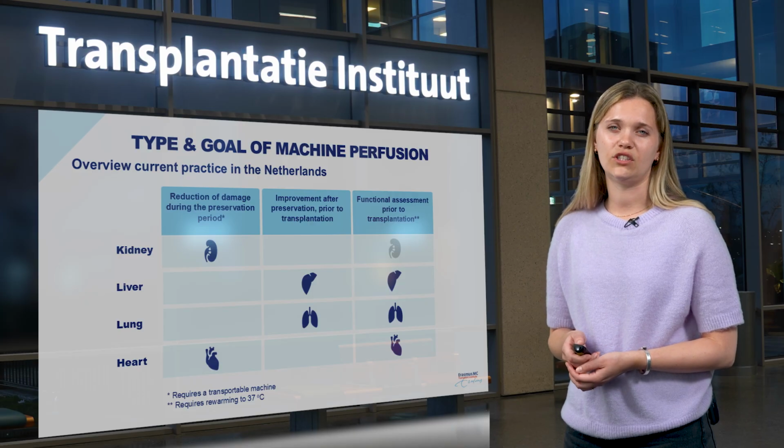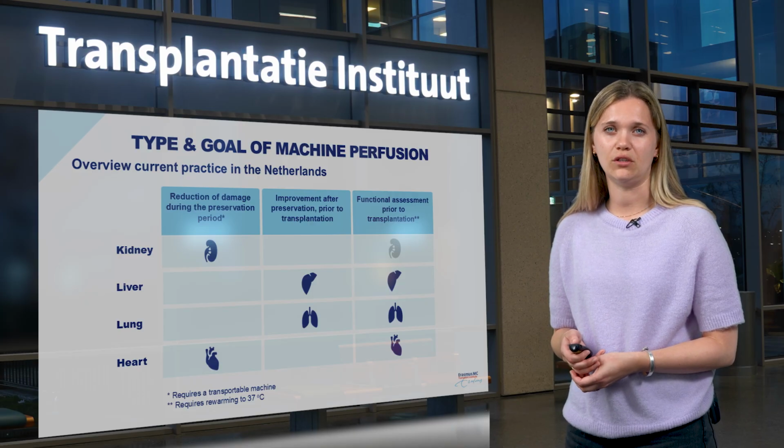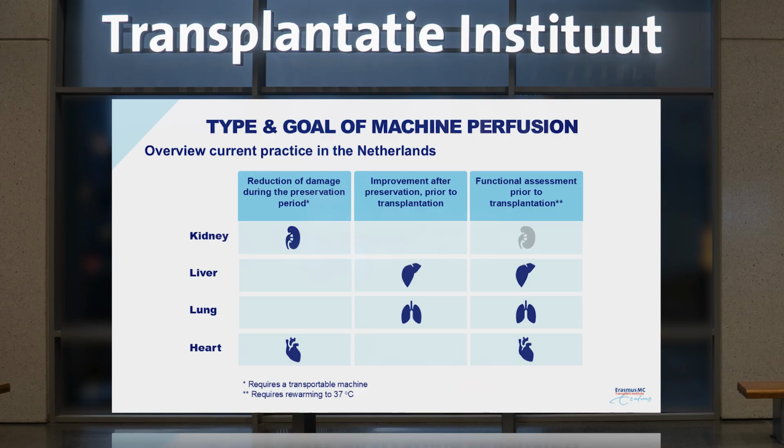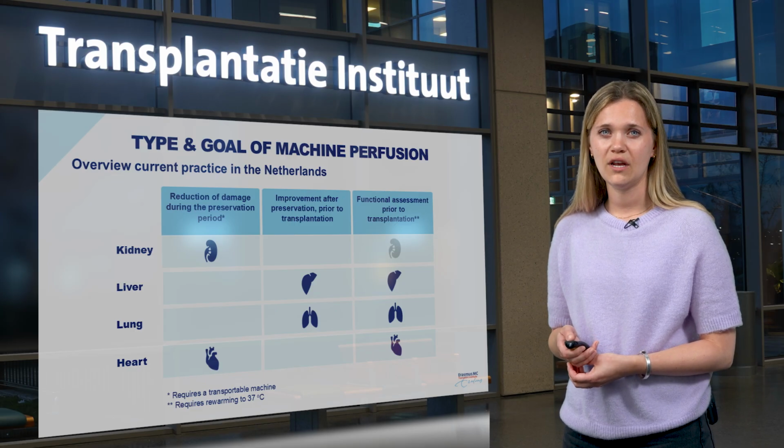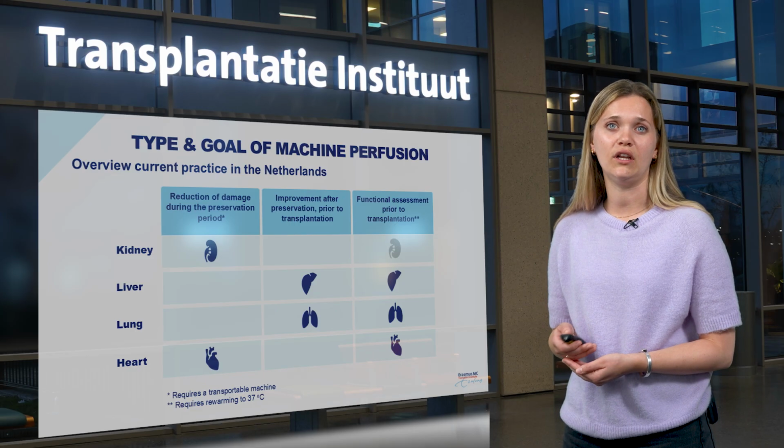This is a concluding slide about the types of machine perfusion and the goal we have in the Netherlands. So you see here that the reduction of damage during the preservation period, so when you transport the organ, we use that for kidney and heart. We already put them on the pump while traveling. If we want to improve the preservation prior to transplantation, that's what we do with cold perfusion, with the liver. And with the lungs, we're still looking at if it really improves after preservation.